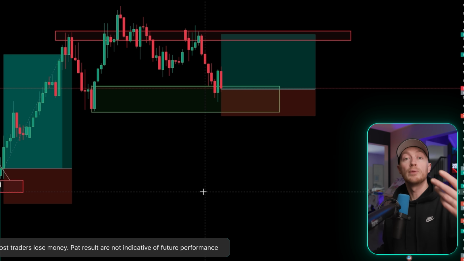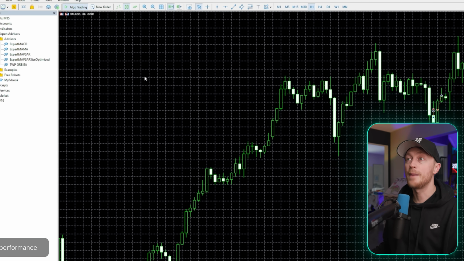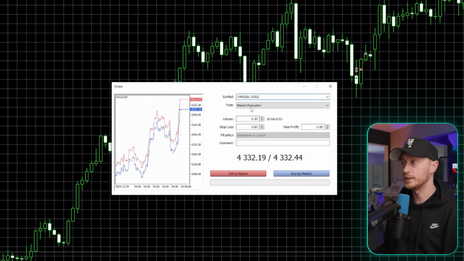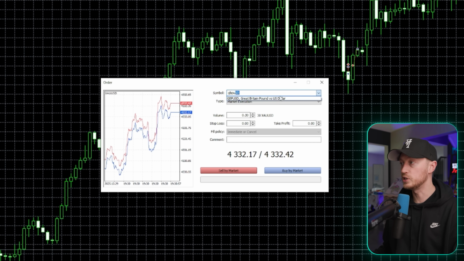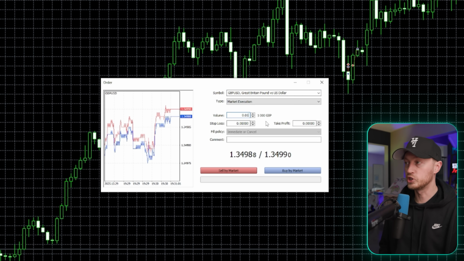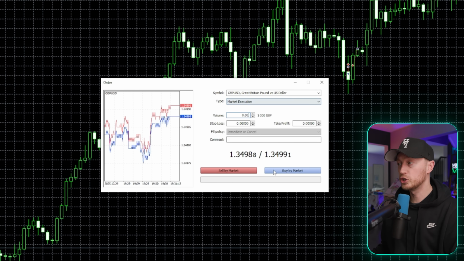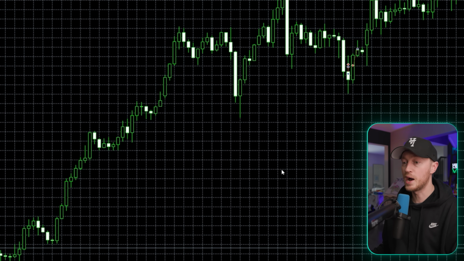And then either on my phone or on the desktop app, I would come to new order right here. I'm trading GBP USD right now. I could set the volume at 0.01. That's the smallest. Good place to start. And I'm just going to have a market execution. I'm just going to select buy right now.